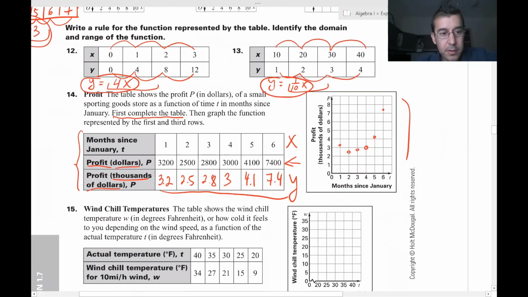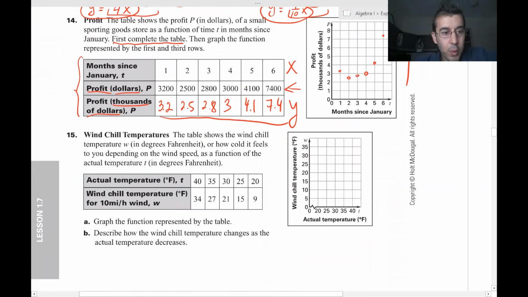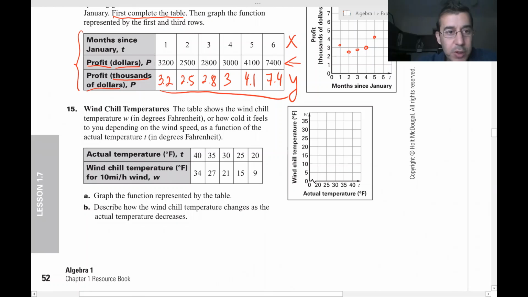Number 15, wind chill temperatures. The table shows the wind chill temperature W in degrees Fahrenheit, or how cold it feels to you depending on the wind speed, as a function of the actual temperature T in degrees Fahrenheit. Okay, so this is the table given to us. This is X, the actual temperature on the X axis, and then Y, or the wind chill temperature, that's the Y axis. Graph the function represented by the table.